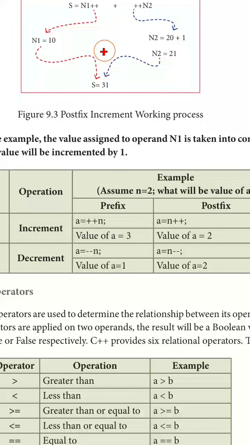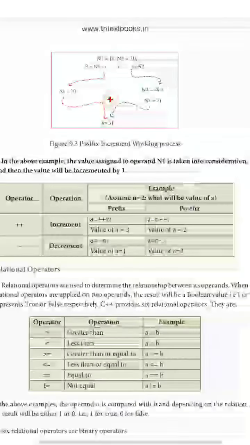If it is used as a pre decrement operator, then the value will be decremented first, and then it will be used in the variables or in the position. But if it is used as a post decrement, then the old value will be taken into consideration, and after the execution of this expression, the value will be decremented. So the example is given here.